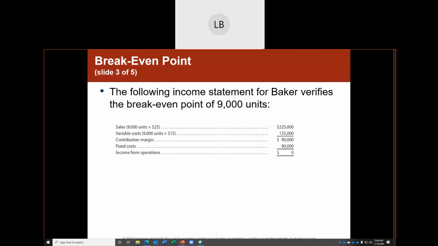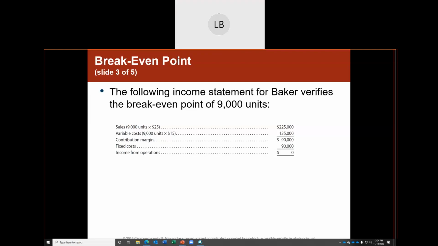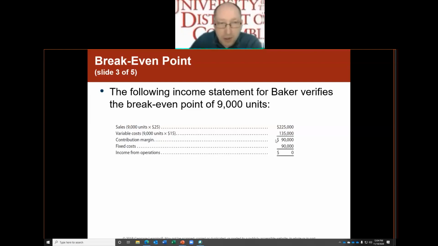So basically, all you're doing is taking your 9,000 times your 25, which will give you the 225. Then you take your variable cost, 9,000 units times your 15. Remember, we're subtracting: sales minus variable costs equals contribution margin. So sales minus variable costs equals contribution margin.